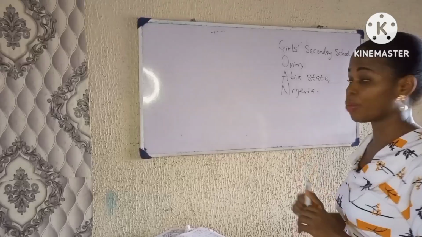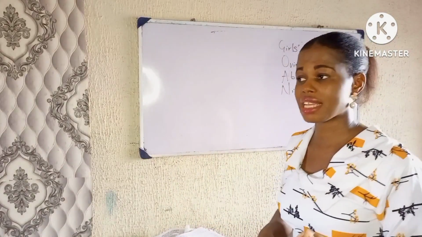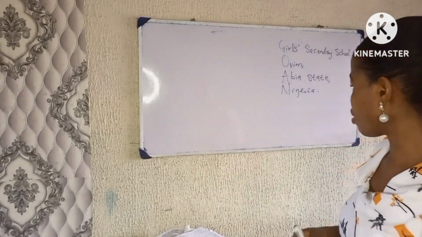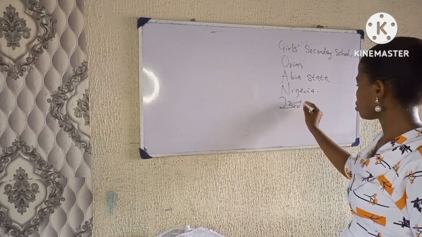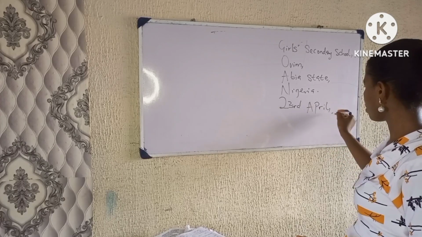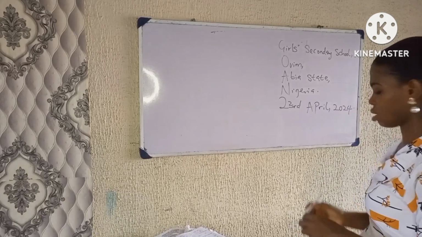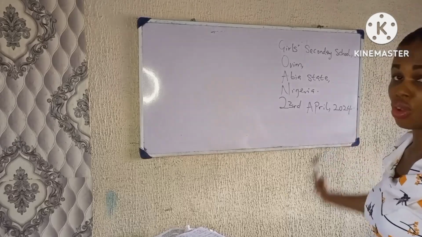Now, after the address, what's next? The next thing you should write is the date you are writing the letter. Now, today is 23rd of April, 23rd of April 2024.